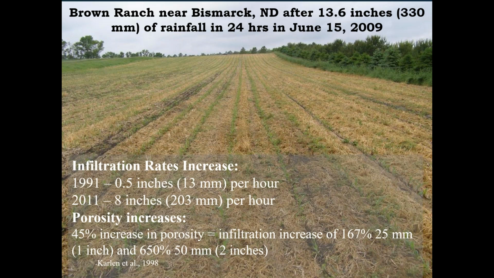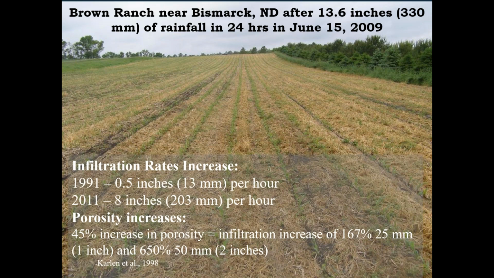So this is an example from Gabe Brown's ranch near Bismarck, North Dakota. And this was in June of 2009. We had about 14 inches of rainfall in a 24-hour period. At one point in time, it was raining at about 8 inches per hour. The skies just opened up and it poured. And this is the picture of one of Gabe's fields the next day. You don't see any standing water. You see a little bit of residue movement, but very little residue movement.